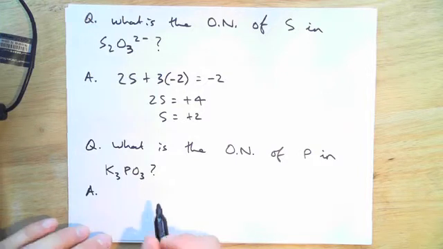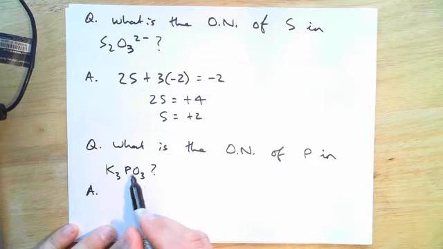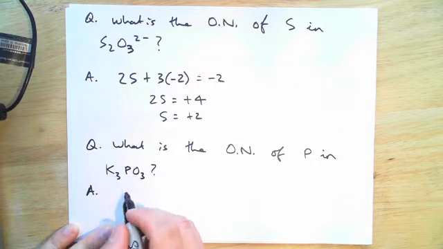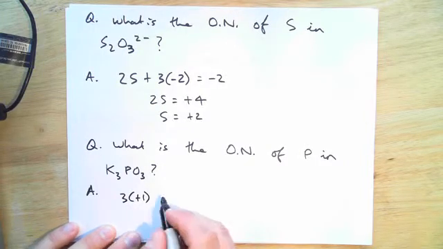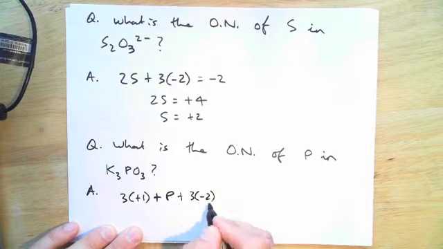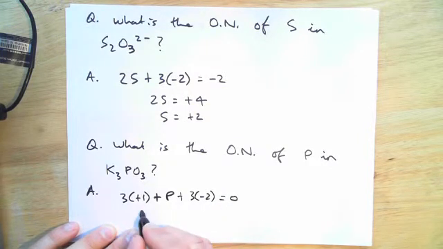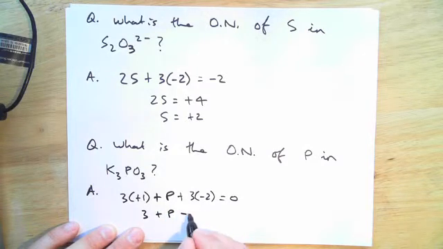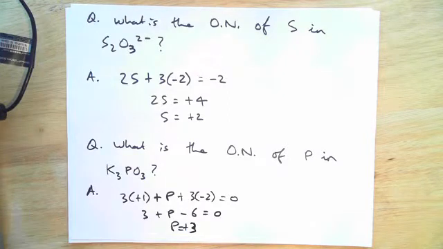Okay, so let's do another example. So if we have potassium phosphite here, each potassium we know is going to have a charge of +1 because it's in group 1. The phosphorus we don't know. We do know the oxygen is going to be -2 again, and the overall charge on that is 0. So this 3 plus the phosphorus minus 6 equals 0. So 3 minus 6 is -3. So phosphorus is going to equal +3. Okay, so phosphorus equals +3 for that.